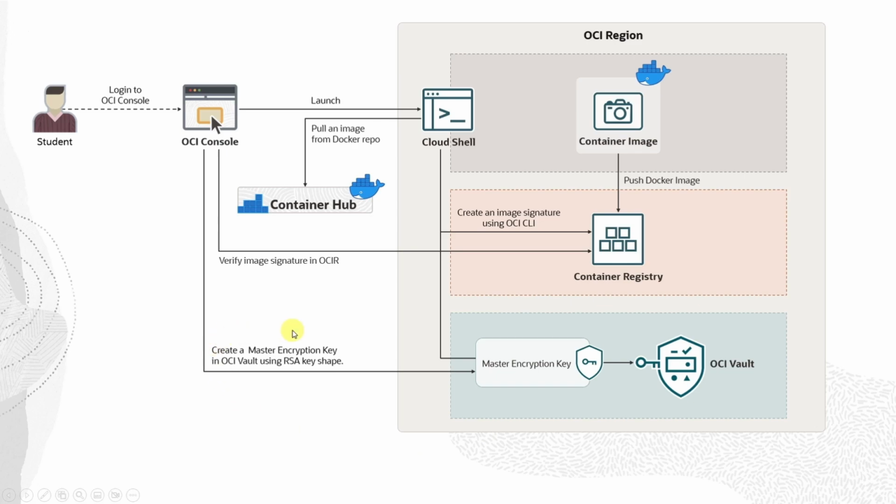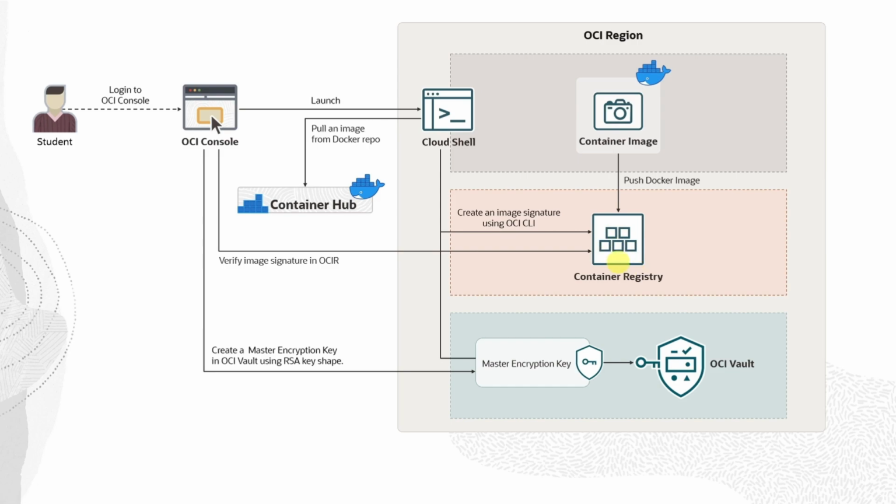In the interest of time for this demonstration, I've already created an OCI vault, and within the vault I've created a master encryption key using the RSA key shape. During this demonstration, I'll be pulling an Nginx image of an older version from the Docker Hub repository, and we'll be tagging it and we'll push that image to the container registry repository which we have already created. And once we push the Nginx image to the container registry repository, we will create an image signature using the OCI CLI and ensure that the image within the OCIR is signed.